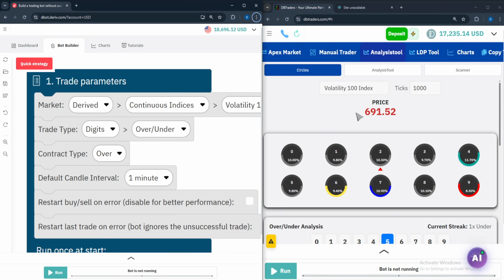Okay, so those are some of the things you look at first. Now, when it comes to the entry, as I told you guys, we'll be looking at the analysis tool entry. If you want to check our other under 5 videos, I will link them down below so that you can go and check them out.